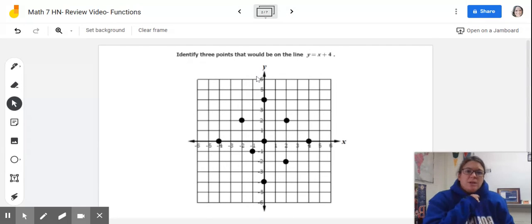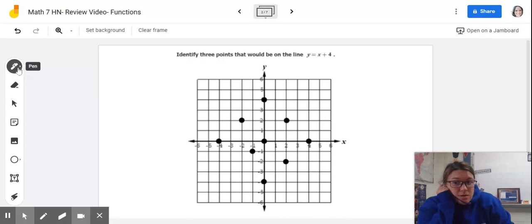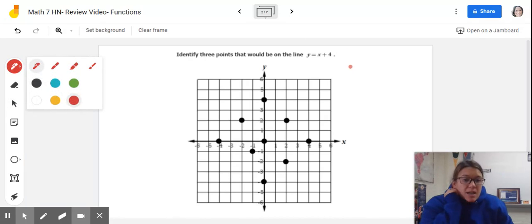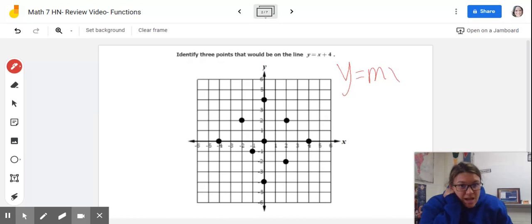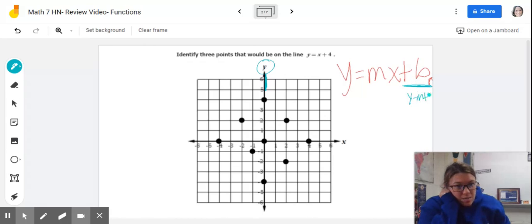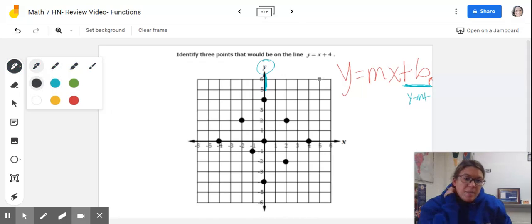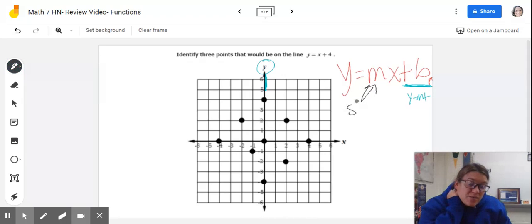All right, so number one looked like this. Identify 3 points that would be on the line y equals x plus 4. The biggest part about this whole eCart check was understanding this form, y equals mx plus b. The b stands for the y-intercept. So that's where it crosses the y-axis. Wherever the line crosses the y-axis, in this form, y equals mx plus b, it'll be after that. So the y-intercept is the b.